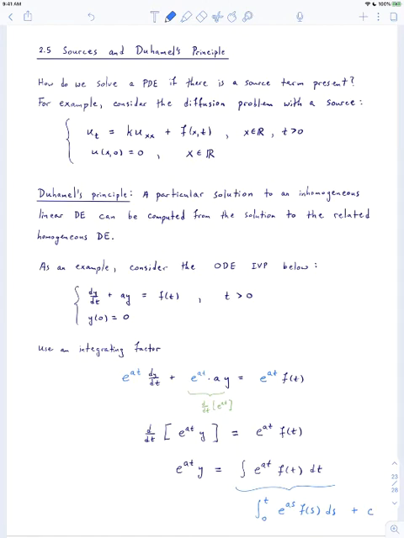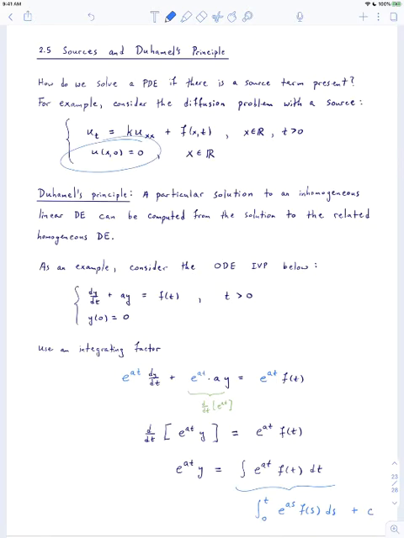In this video, we'll talk through the notes for section 2.5, which is called Sources and Duhamel's Principle. The question is, how do we solve a PDE if there is a source term present? For example, consider the diffusion problem with a source that you see here. So we have the heat equation, but we've added a source term to it.